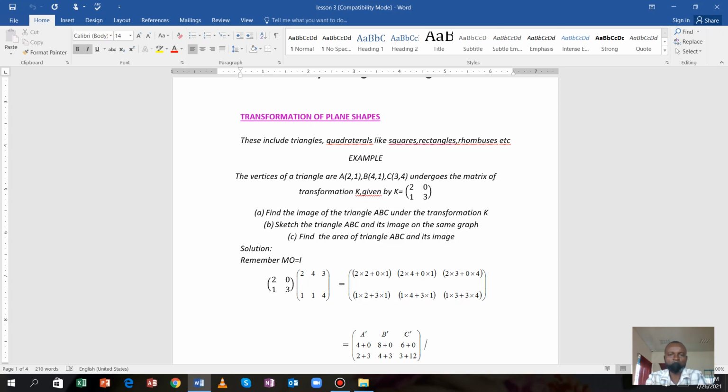2 times 2 plus 0 times 1. That is for A, using the first row. Then again 2, 0 with the 4, 1. It is 2 times 4 plus 0 times 1. We got the third one: 2, 0 times the other column 3, 4, which is 2 times 3 plus 0 times 4. So that is now the first row of the matrix multiplied by the 3 points of the triangle. I'm now going to the second row. Multiply by each of them.